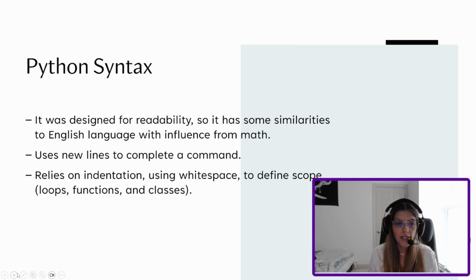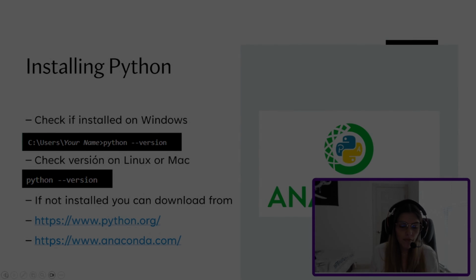Then Python's syntax. It was originally designed for readability, for being easy to read and to understand, very similar to the English language, but also adding math on top of it. It uses new lines to complete a command. And a very important thing that we're going to talk about is that it relies on indentation. So you will have to use the tab or white space to define, for example, loops, functions, and classes. We're also going to learn how to do all of this.